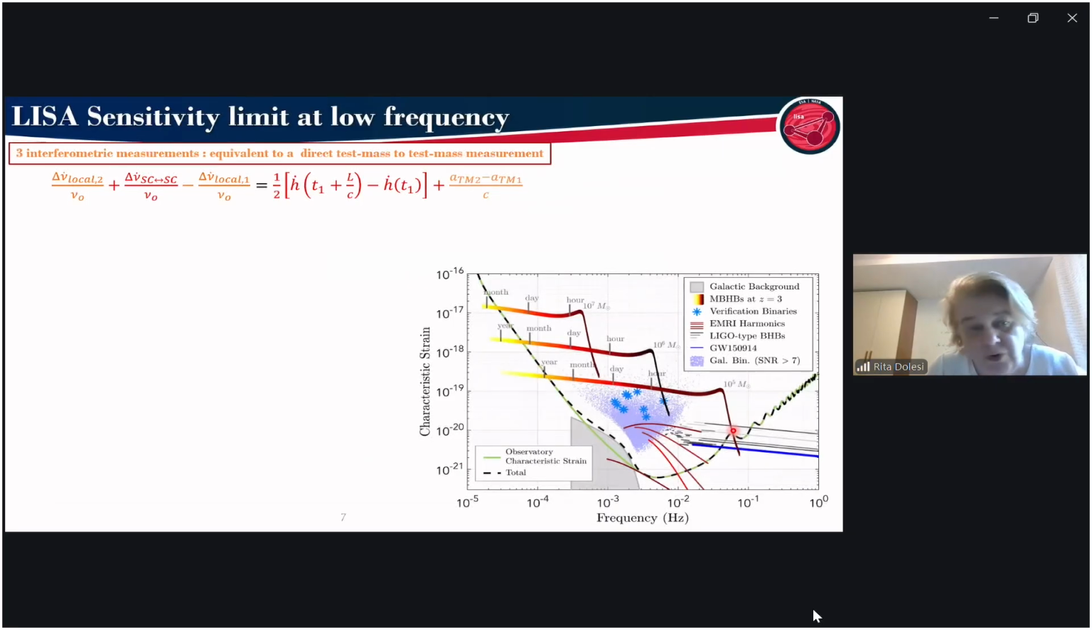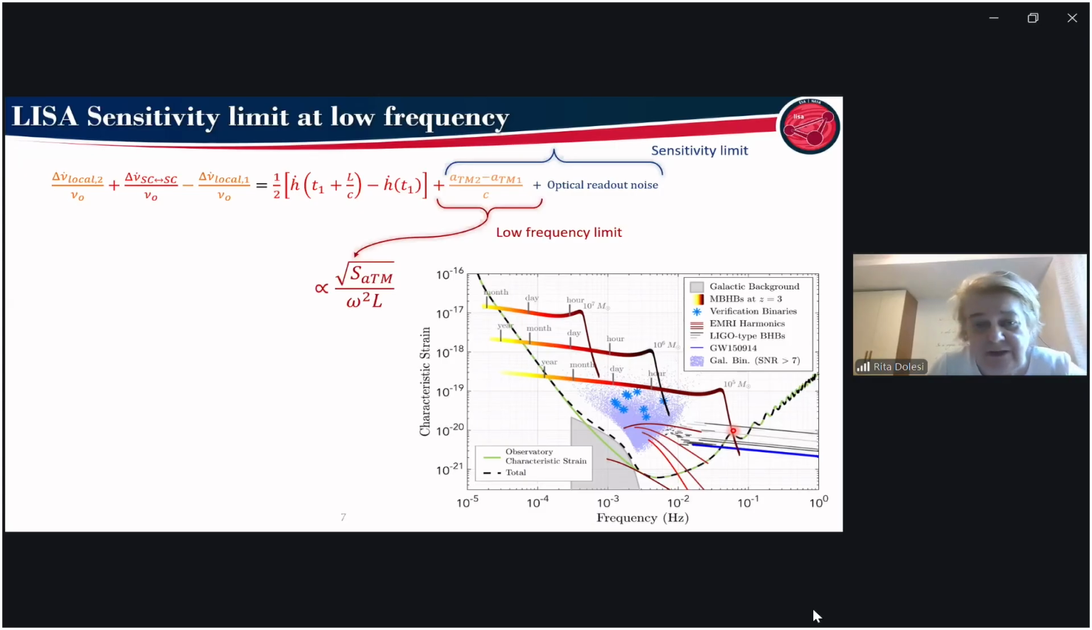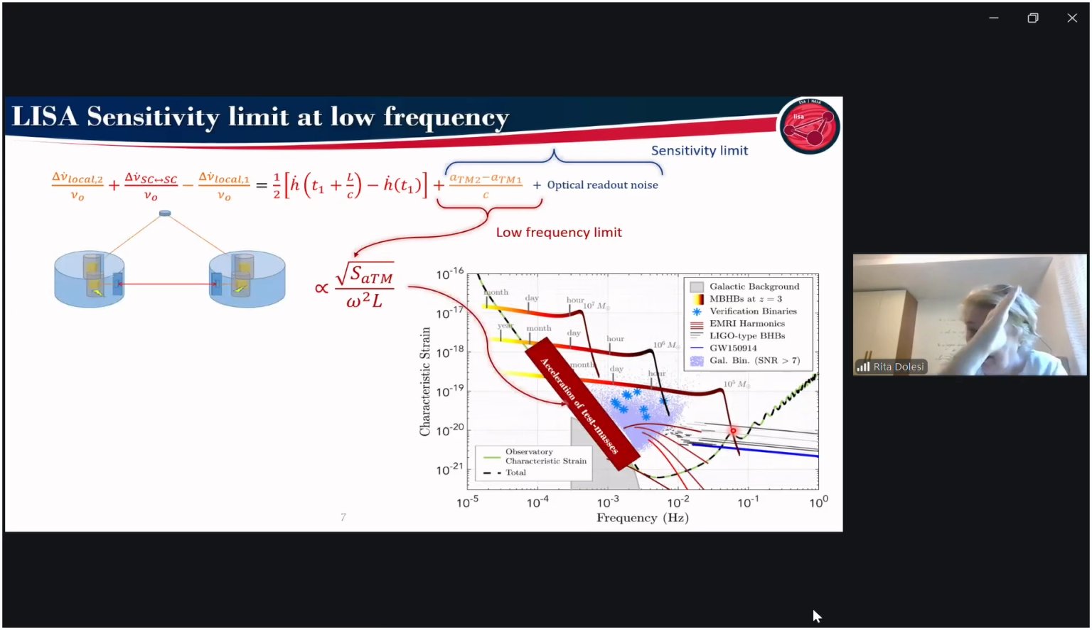But of course, this measurement is affected by several optical readout noises. It's very complicated to take care of them. But regarding what happens at low frequency, the sensitivity limit is dominated by these terms related to the residual stray forces acting on the two test masses. In the frequency domain, at low frequency, the amplitude spectral density of the acceleration noise divided by the square of the frequency determines this slope at low frequency. So you have this acceleration of the test mass spoiling your sensitivity with a dependence on the frequency that is 1 over the square of the frequency.